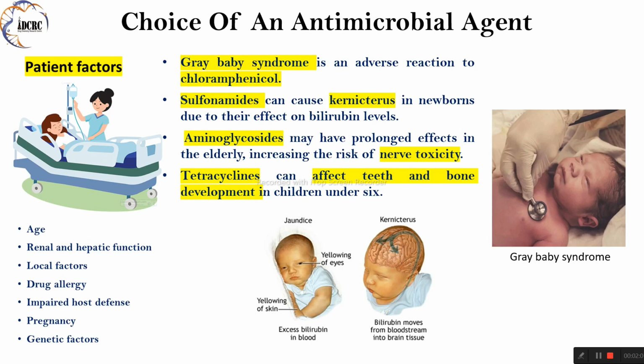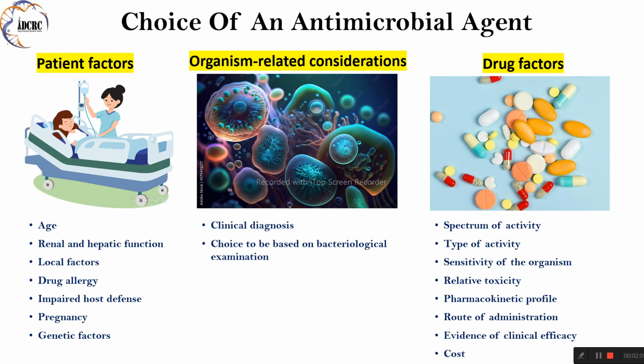Organism-related considerations. Clinical diagnosis. Sometimes, the clinical presentation of the infection can guide antibiotic choice, especially in conditions where the causative organism is known. Bacteriological examination. In cases where the infecting organism is unknown, bacterial culture and sensitivity testing can help determine the most effective antibiotic. However, empirical therapy may be necessary in some situations where immediate treatment is required.